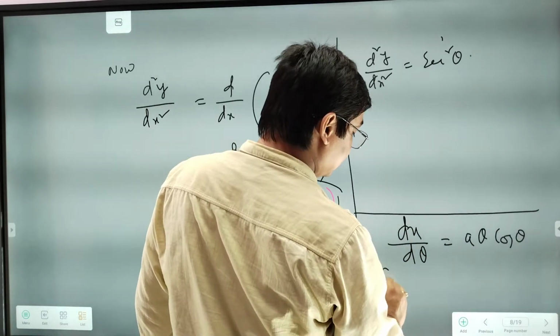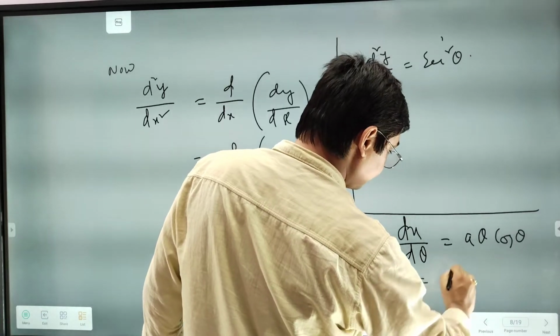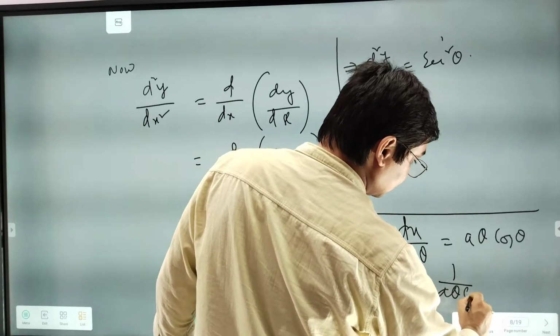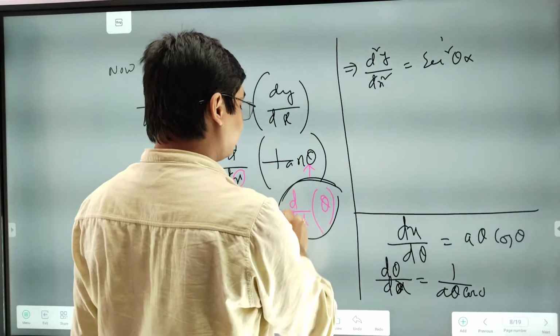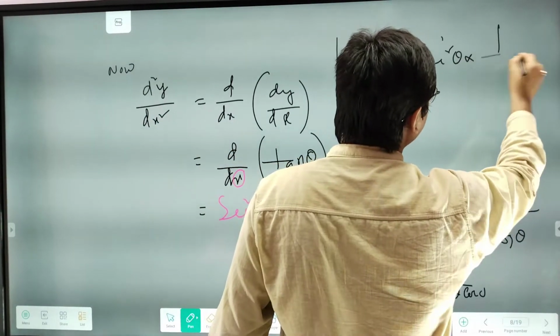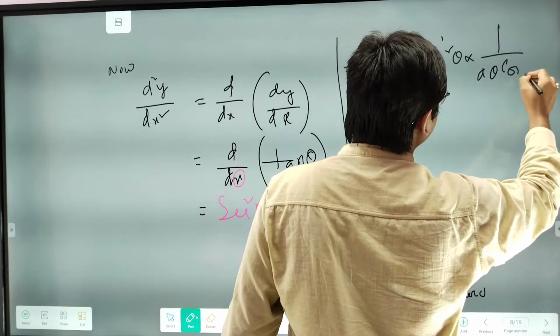So what will be d theta by dx? So d theta by dx will be 1 by a of theta of cos theta. So you put here the value. What is the value of guys d theta by dx? So you put here 1 by a theta of cos theta.